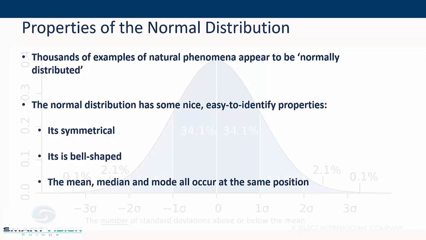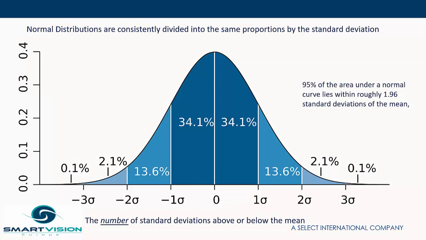You'll also be aware that the normal distribution has some fairly nice, easy to identify properties, which is simply that it's symmetrical, it tends to be bell-shaped, sometimes called the bell curve, and that measures such as the mean, the median, and mode all occur right at the same position, right in the center of the distribution itself. You may also be aware that normal distributions can be divided up into the same proportions by the standard deviation, so that, for example, 95% of the area on the normal curve lies within roughly plus or minus 2 standard deviations of the mean.